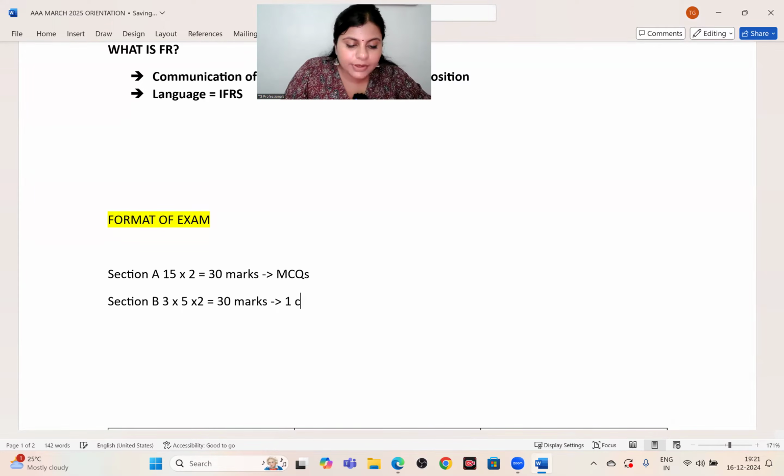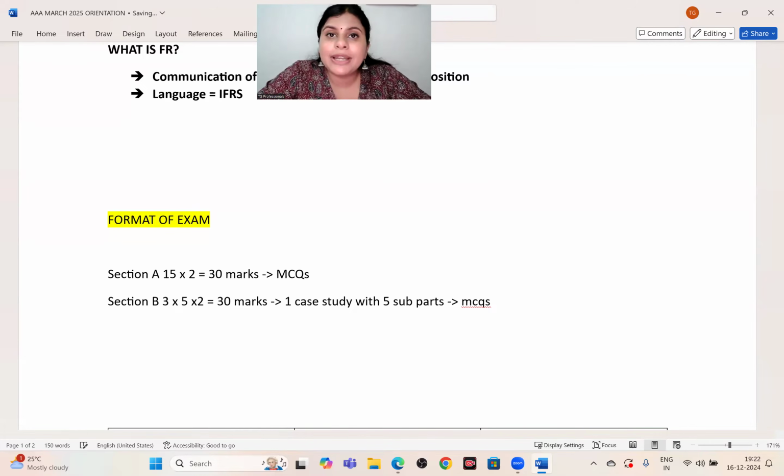So one case study with 5 subparts, which are all MCQs only. Again, we don't have any negative marking in ACCA. So if you are not able to get an answer, no MCQ option is available to you, that means you are not getting the right answer. So you can do the guesswork because there is no negative marking. And that's the best thing. I can do a smart guess and I should not leave my paper blank. So one case study, 5 subparts, all are MCQs.